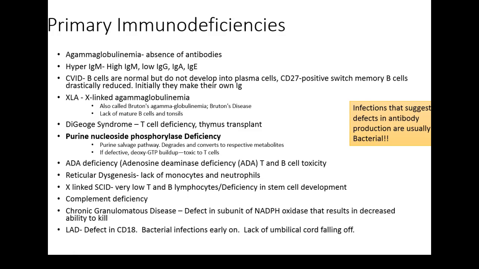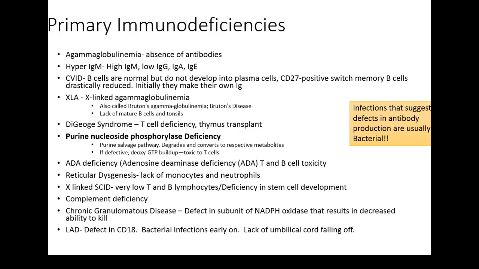Purine nucleoside phosphorylase deficiency is an issue with the purine salvage pathway. So it degrades and converts to different metabolites, but if it's defective, it builds up deoxy-GTP, which is toxic to those T cells. So we end up with a T cell deficiency, kind of like DiGeorge. ADA deficiency is adenosine deaminase deficiency. This is a T and B cell type of toxicity. Reticular dysgenesis, where there's a complete lack of monocytes and neutrophils.